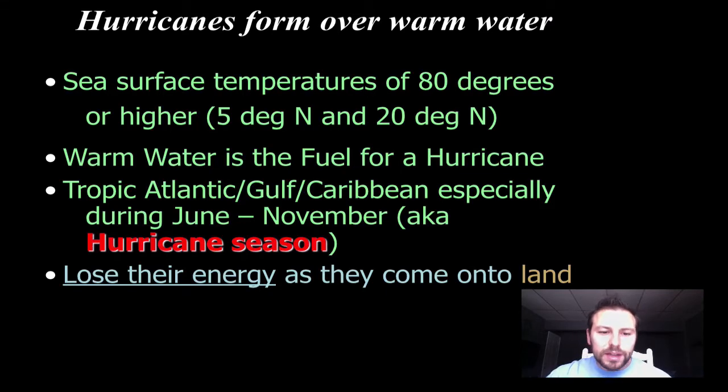What we do notice is that hurricanes will lose their energy as they come onto land. Remember that land does not have the rates of evaporation that ocean water does. It just doesn't have that supply of moisture, such as oceans. Hurricanes need that water, and if we can cut off that access to water, the hurricane is going to weaken.